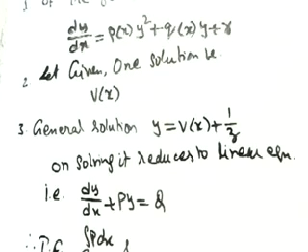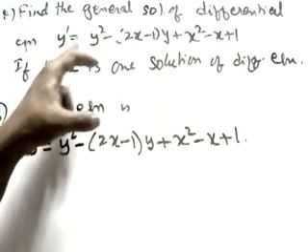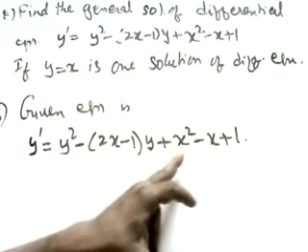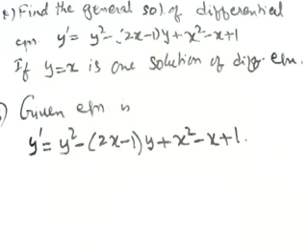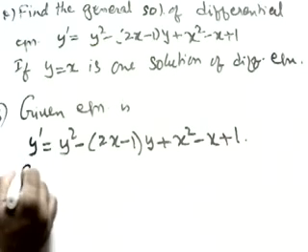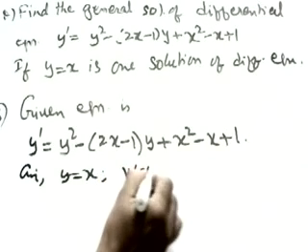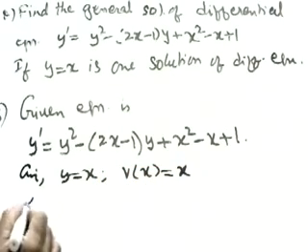Let me do one question based on this. See here, the next question. Find the general solution of the differential equation y' = y² - (2x - 1)y + x² - x + 1. One solution given is y = x. Let me take this as v(x), so v(x) = x.